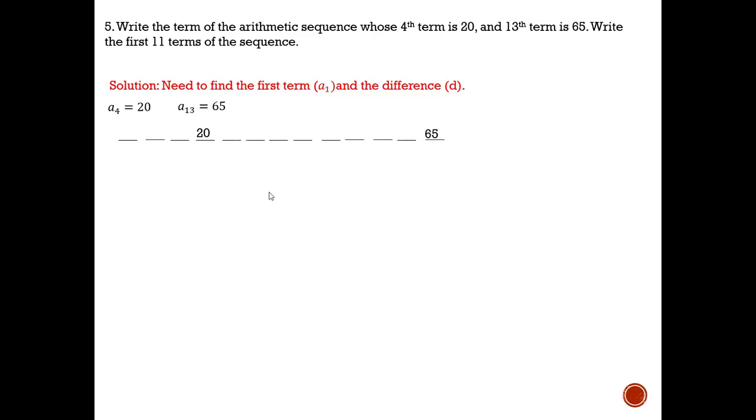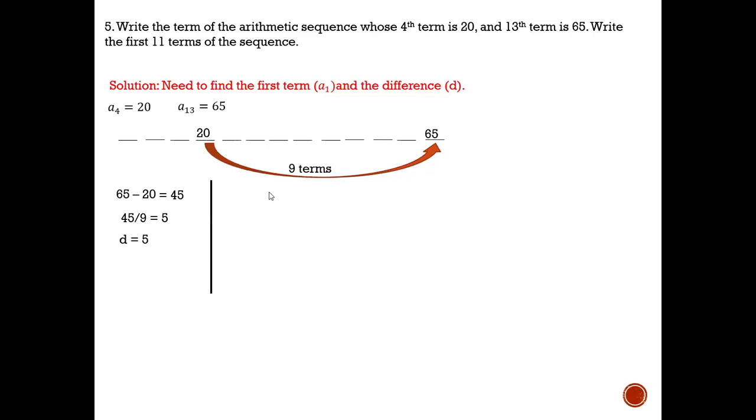So I need to take the difference not only between these values, but between their position in the sequence, okay? So there's 9 terms between them. So what I'm going to do is not only subtract the terms, take 65 minus 20, which is 45, and subtract their position, right? The 13 minus 4 is 9. And when I divide the 45 and the 9, that's how I get their common difference, the D.